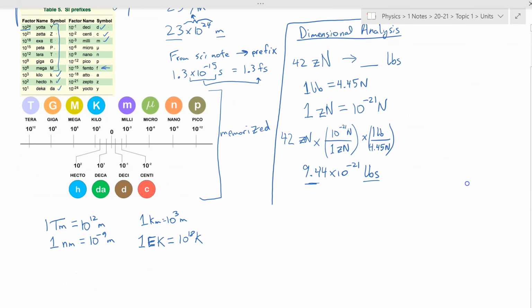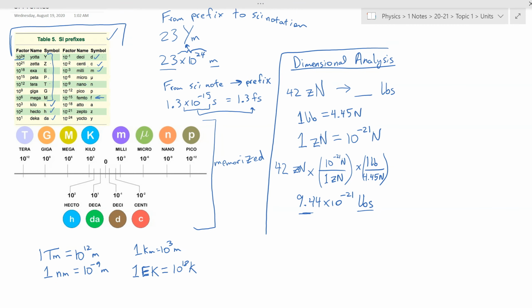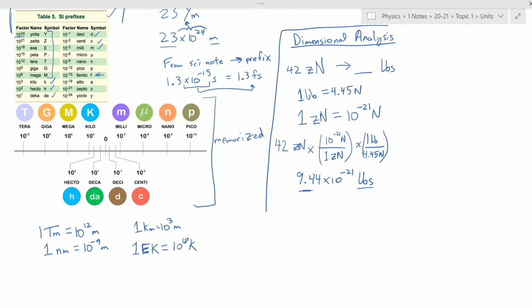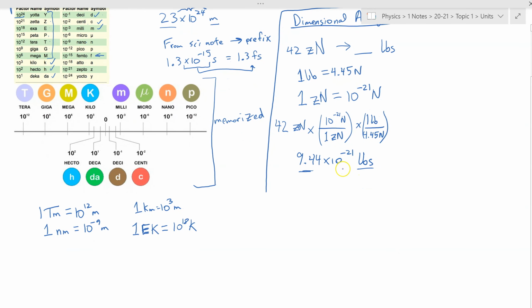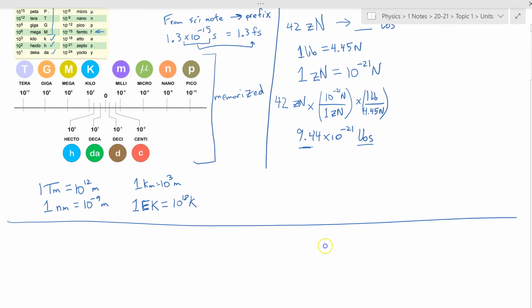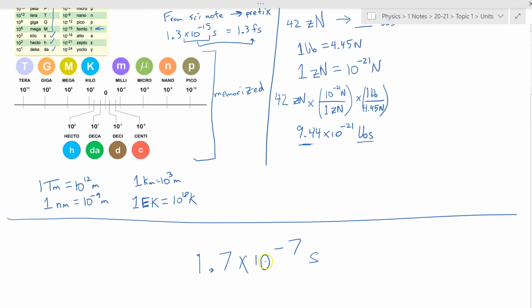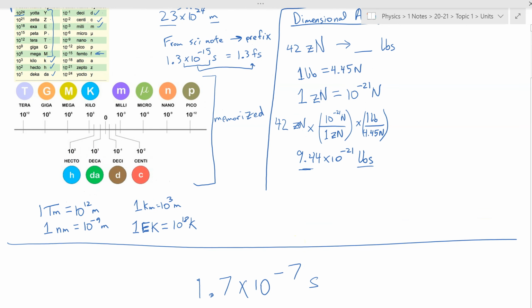Okay, the last thing I'm going to show you is how to easily convert a number to using an SI prefix when it's not exactly on one of the SI prefixes. So if you were doing a calculation and the answer to your calculation was 1.7 times 10 to the negative 7 seconds. There is not an SI prefix that has times 10 to the negative 7 as its value. So you just go look for one that's close to it.